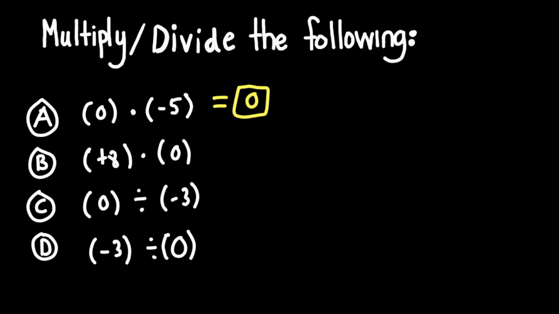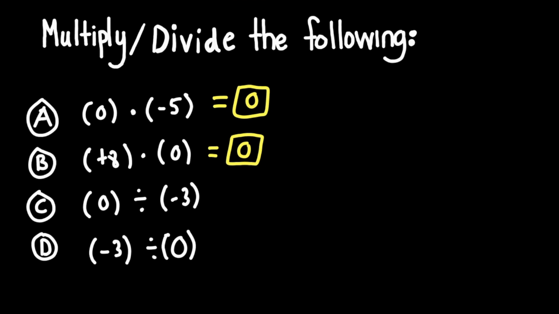Likewise, positive 8 times 0, or any positive or negative number times 0, or 0 times 0, is always going to equal 0. The reason for this is that multiplication follows the commutative property. In other words, we can switch the order of the factors and not change the product. The factors are the numbers that we're multiplying together. So positive 8 times 0 is going to equal 0.